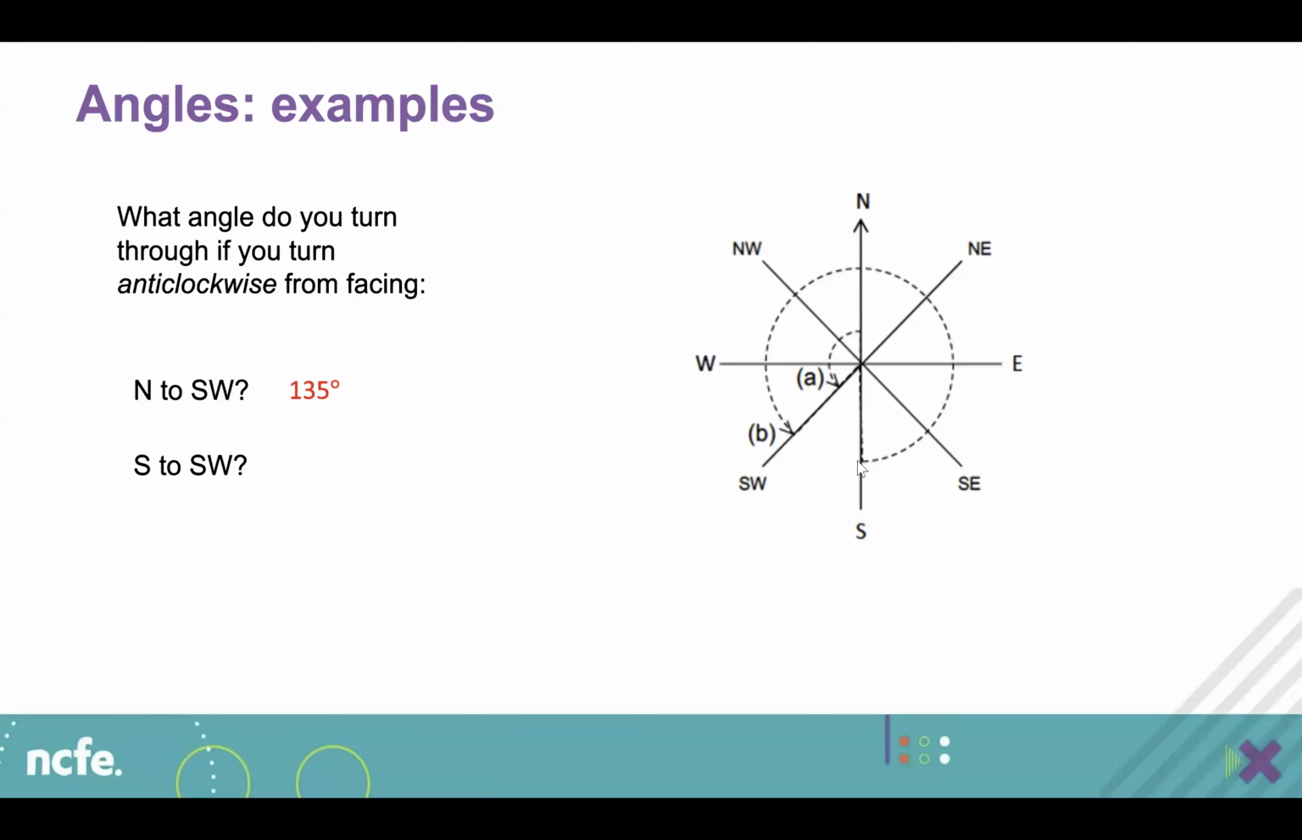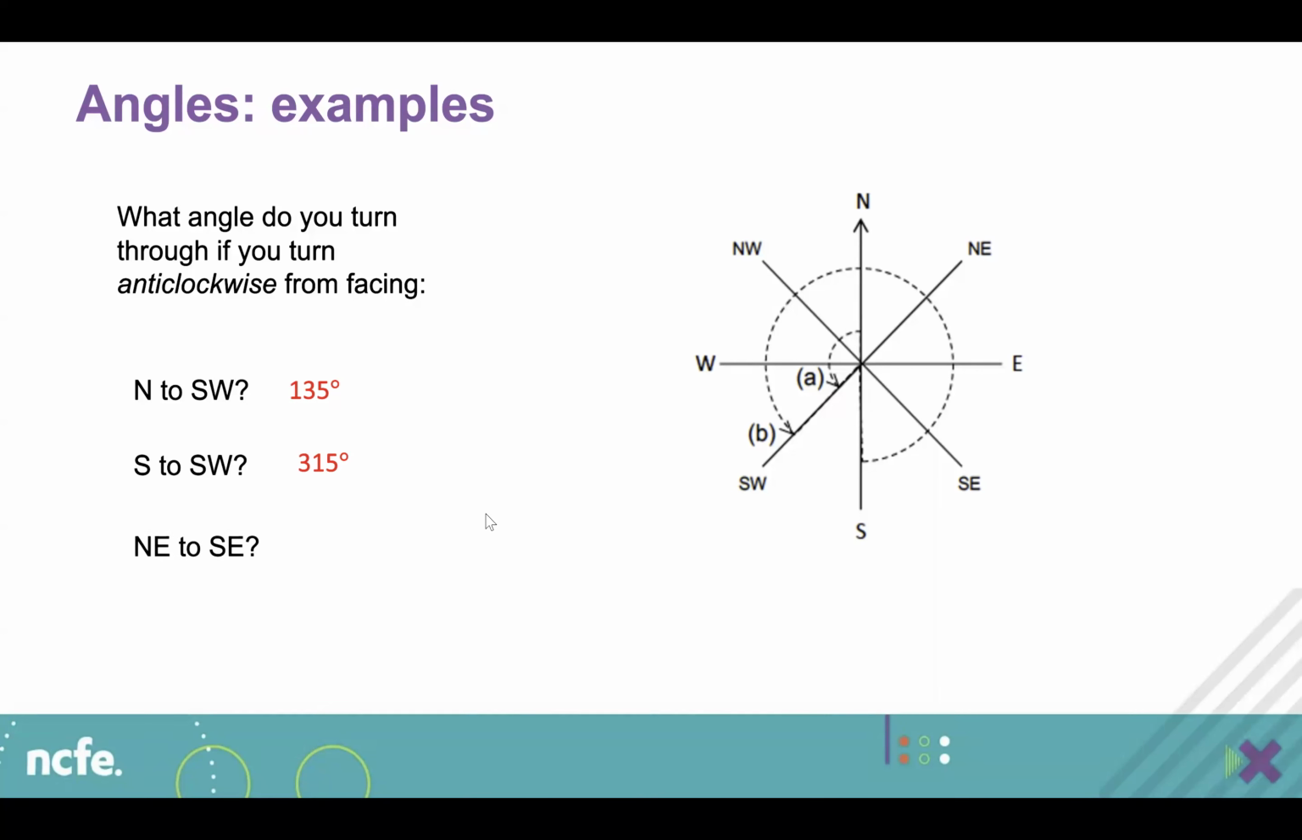South to southwest, anti-clockwise is this, so we want to work out again what this is. If we do this, that is 180 degrees from south to north. This is another 90 degrees, so that makes it 180 plus 90, which is 270. And then this is half of 90, which is 45, so 270 add 45, which is 315 degrees.